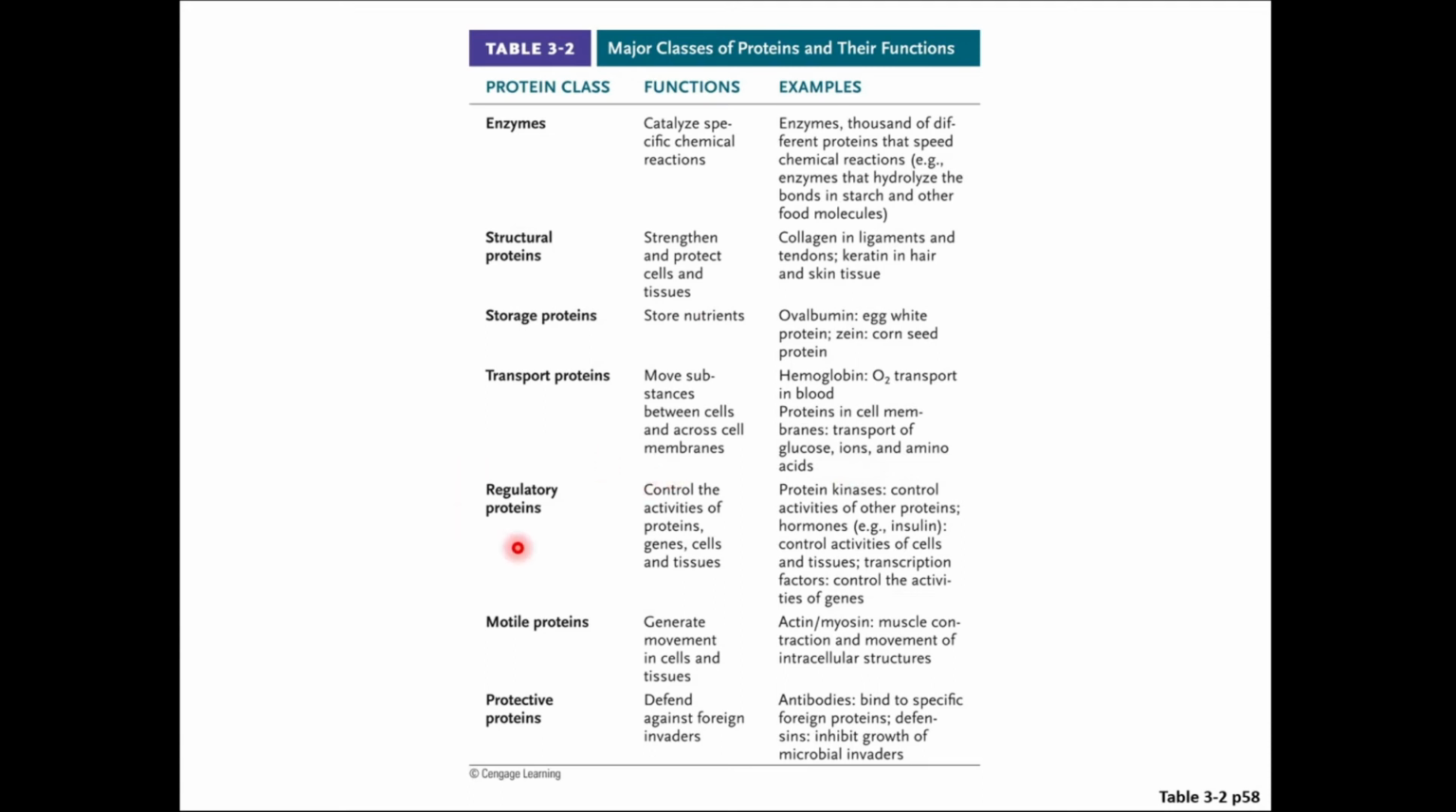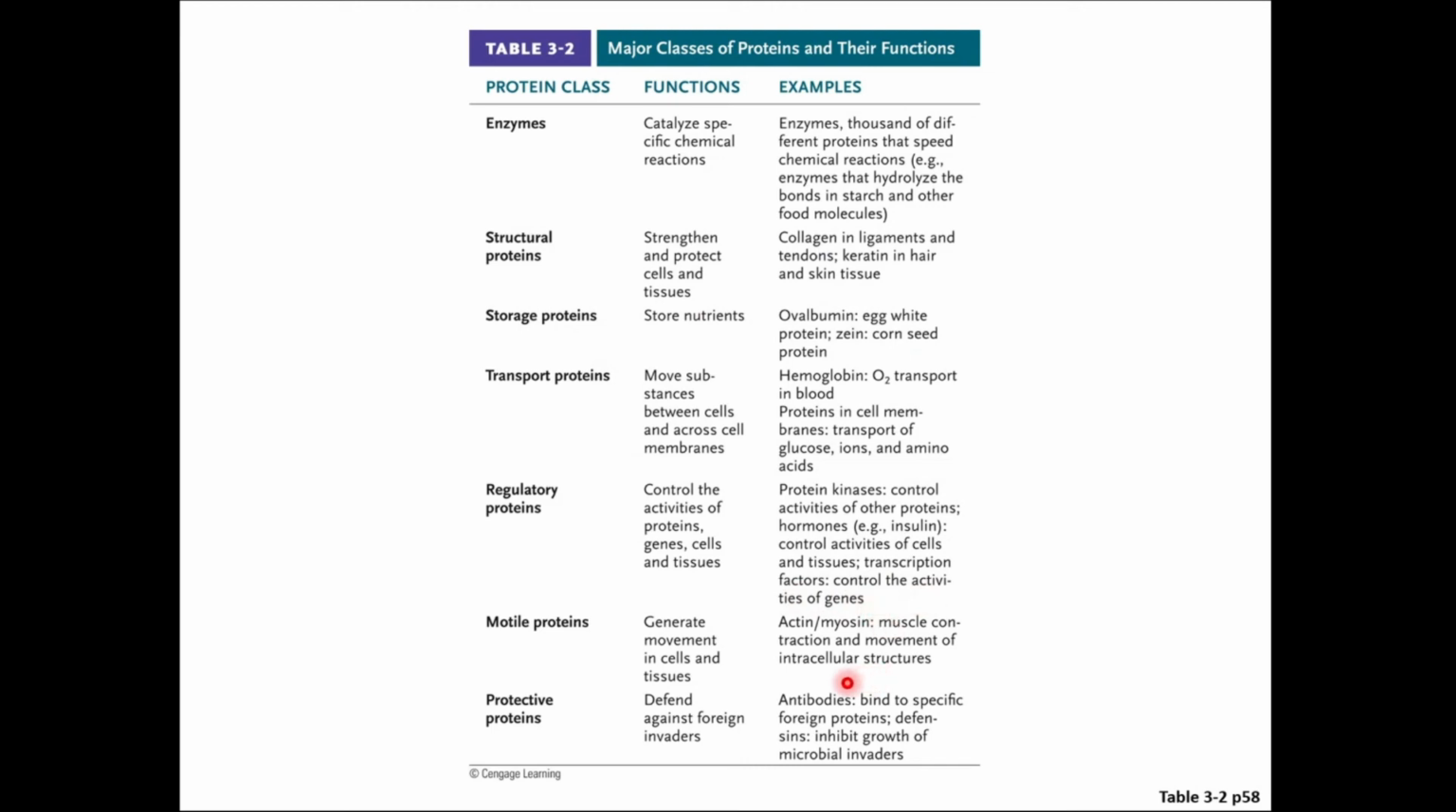Also, we have another protein class that is categorized as regulatory proteins. Its function is to control the activities of proteins, genes, cells, and even tissues. Examples: we have the protein kinases that control activities of other proteins. We have also hormones, such as insulin, that control activities of cells and tissues. Also, we have the transcription factors that control the activities of genes.